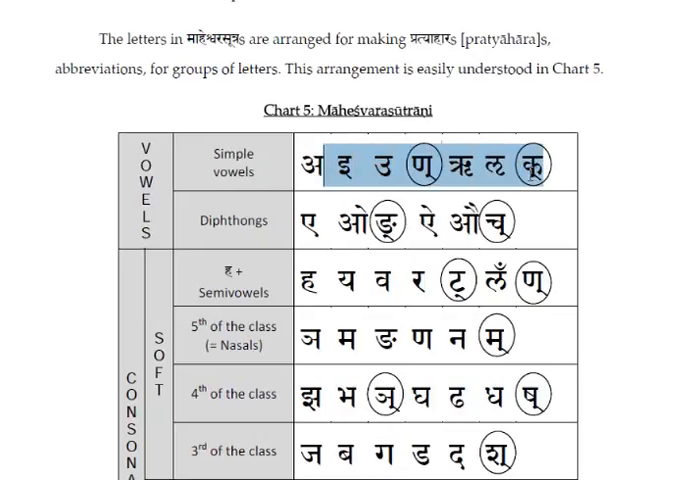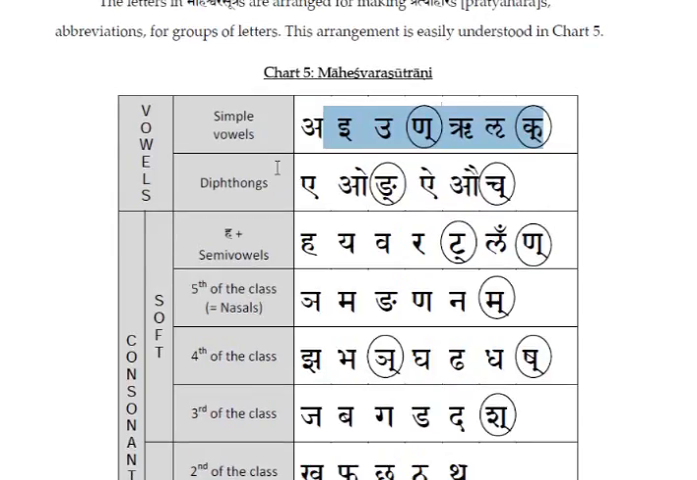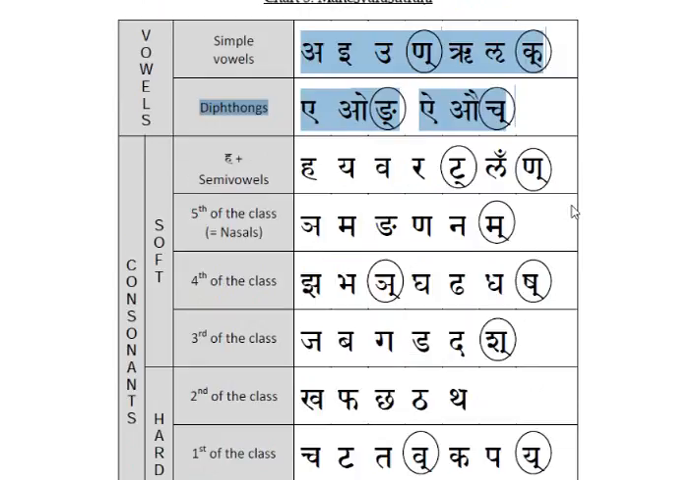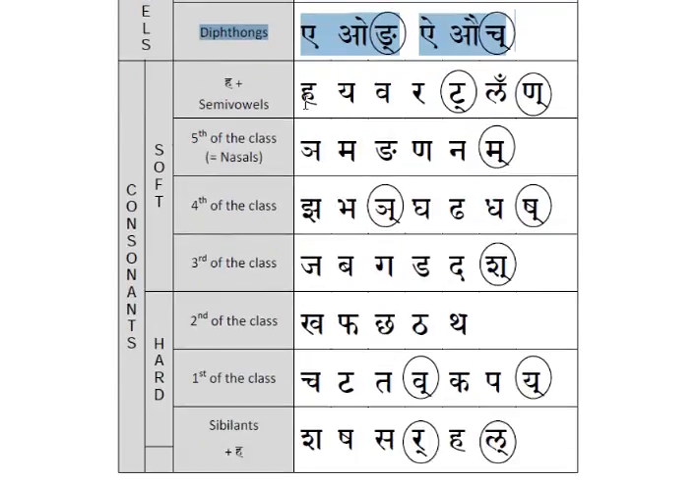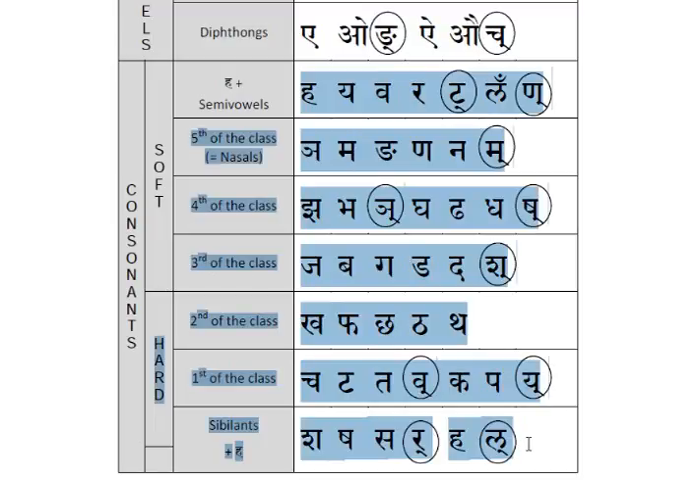If I want to say all the vowels, starting from a and ending with ch, I can say ach, instead of saying a, i, u, r, l, e, o, ai, au. And if I want to say all the consonants, I can say hal. Hal means all the consonants.